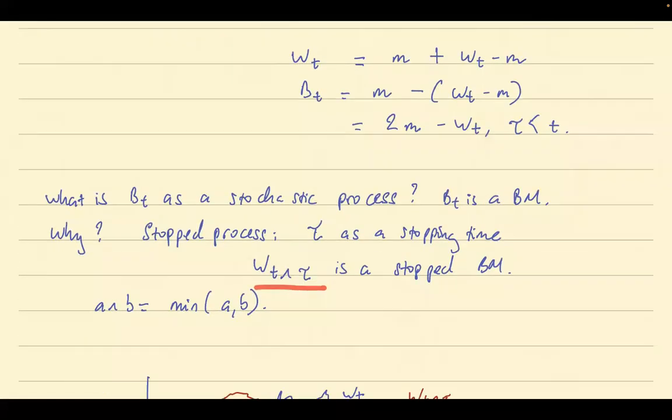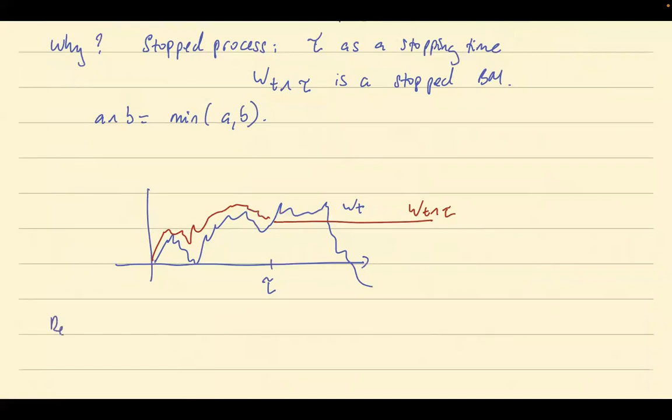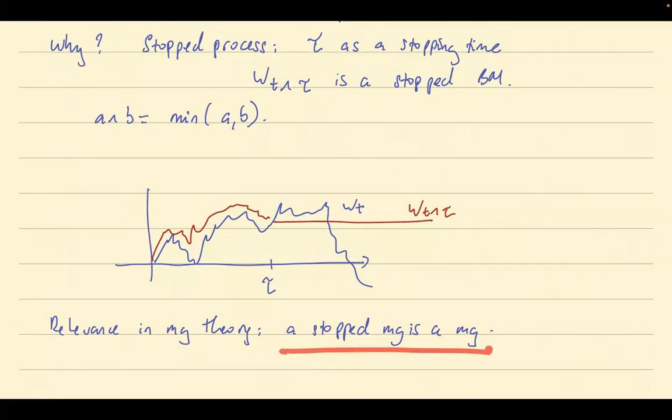But basically, first of all, there is some relevance here. In martingale theory, a stopped martingale is a martingale. It has some relevance actually in American options. The reason is this: you think about it like this, this theory is connected to optimal stopping, when you think about gambling.